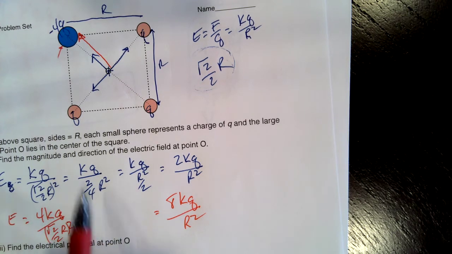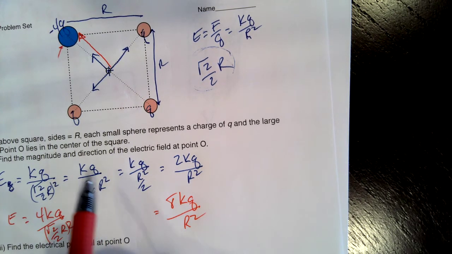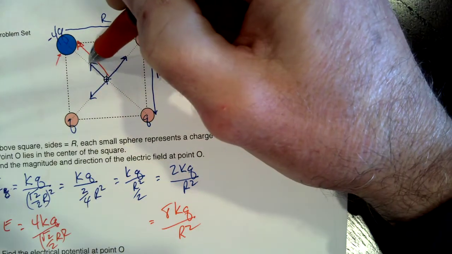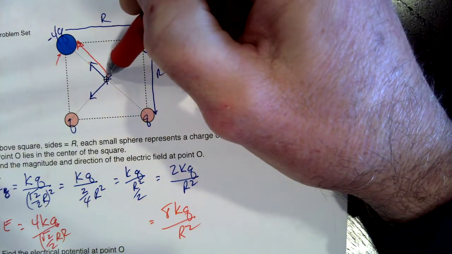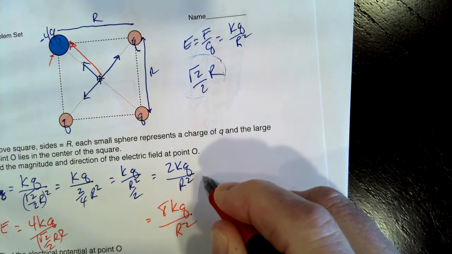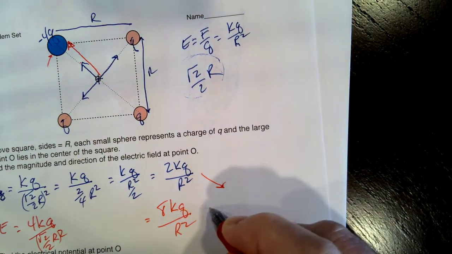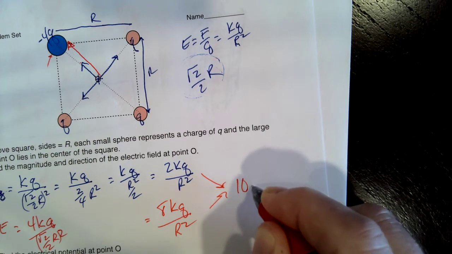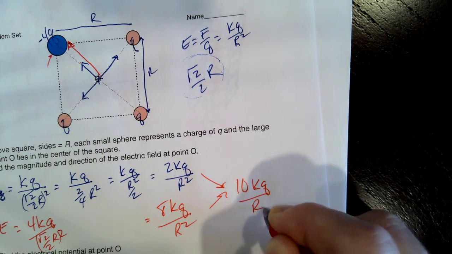You can fill in the blanks. It's pretty much the same thing as you did up here. Since they are both on the same plane, no Pythagorean theorem needed. They both are in the same direction. They just add up. So 2kq over r squared plus 8kq over r squared gives you 10kq over r squared.